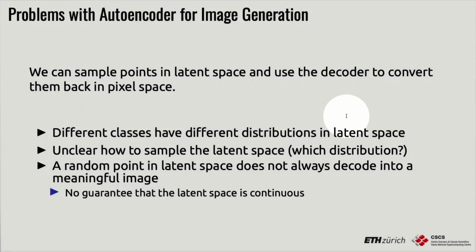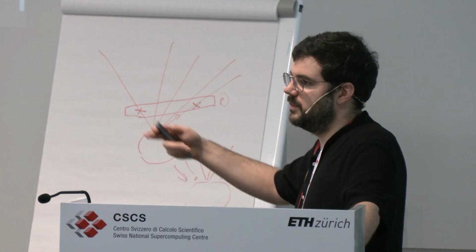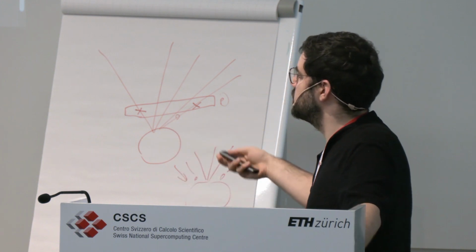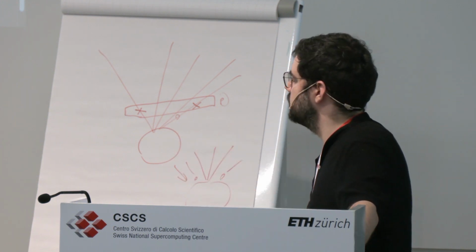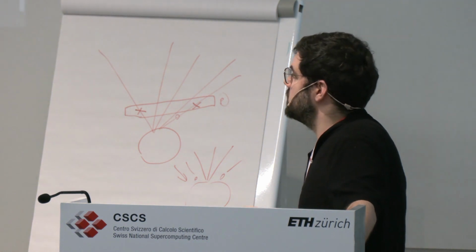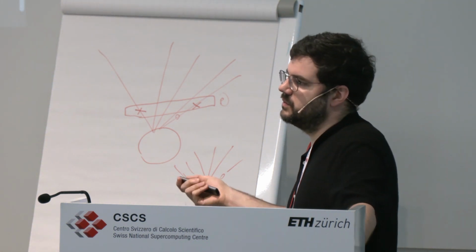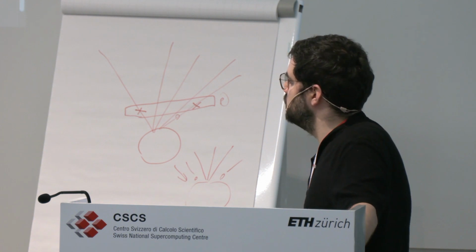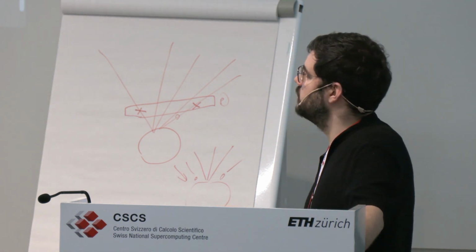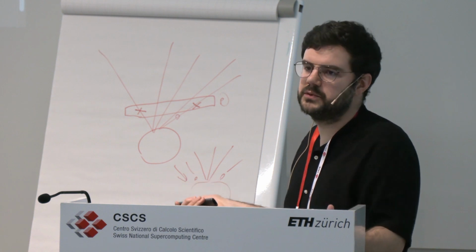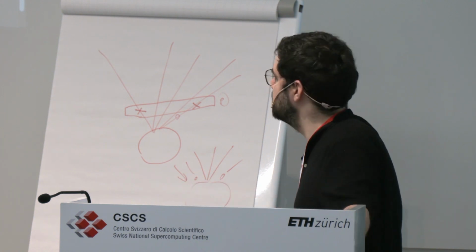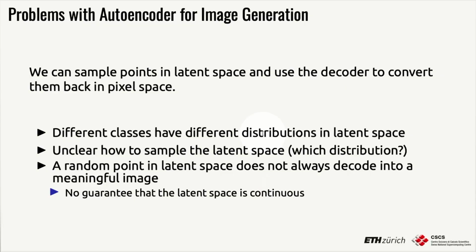But different classes have different distributions in latent space. So if you are encoding a lot of numbers from the MNIST dataset, for example, maybe the ones have different distributions in latent space than the twos, and so on and so forth, because no structure was imposed in the model. You're just trying to recreate the input when you train. It's unclear how to sample it, because you don't know what distribution the latent space has. So you don't know how to actually generate the Z that you can then decode into images.